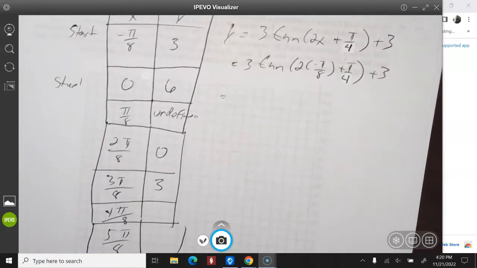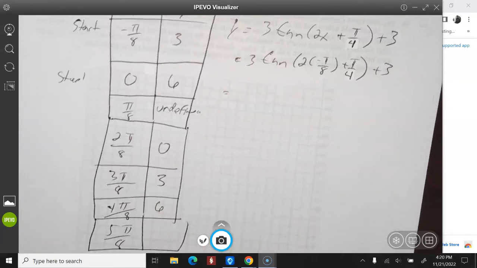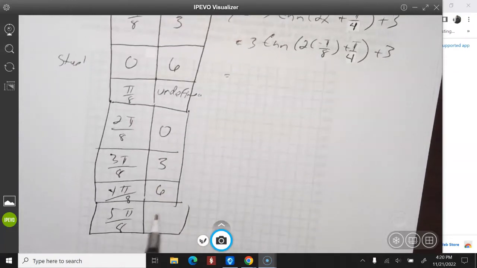If I plug in 4 pi over 8, I had an output of 6. When I plug in 5 pi over 8, I got undefined again. So I can see the period now. I've done enough to see where it starts to repeat itself.